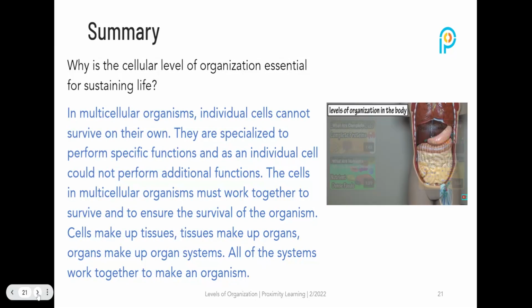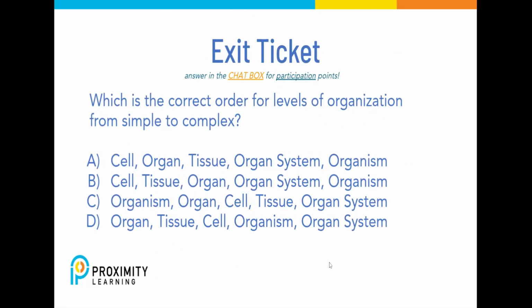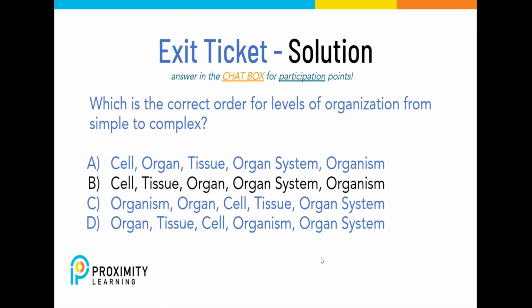All right. Our exit ticket: which is the correct order for levels of organization from simple to complex? Type your answer in the Zoom chat box. If you chose cell, tissue, organ, organ system, organism, you are correct.